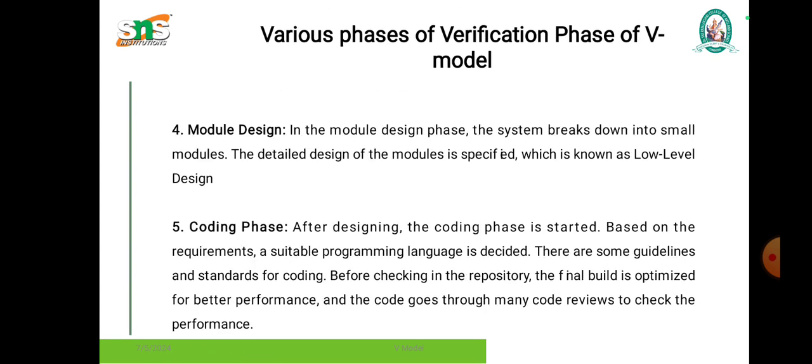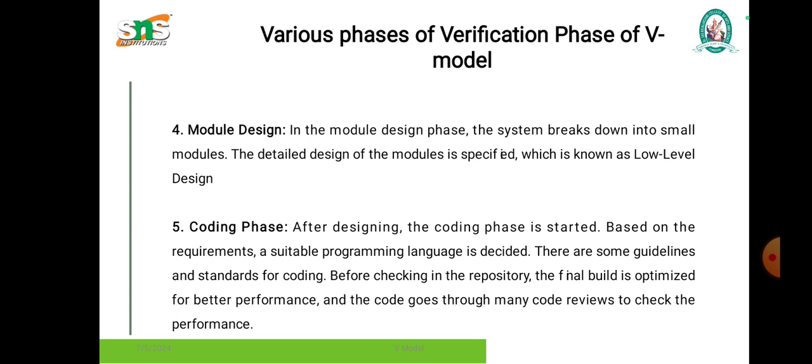And the next one is module design. In this module design, the system is broken down into small modules. That is, it is divided into small modules, and the detailed design of the module is specified, which is known as the low level design.